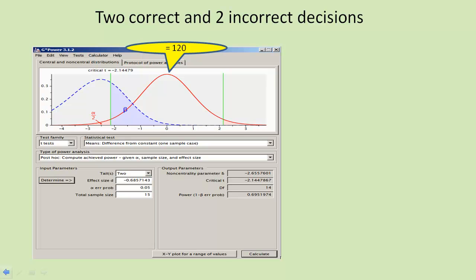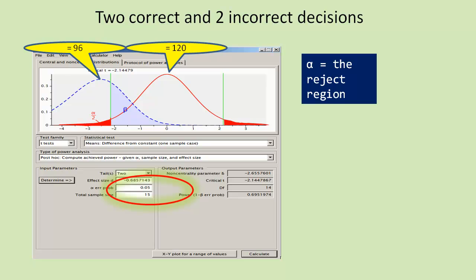First we have the vertical lines representing the critical values. Then the mean of 120 for the null distribution and the mean of 96 for the alternative distribution. We have the two critical regions in red for the null distribution, which indicates where we reject the null distribution for the alternative.